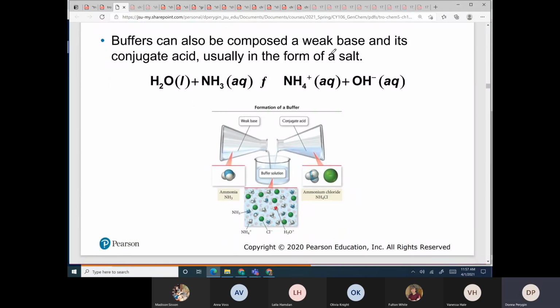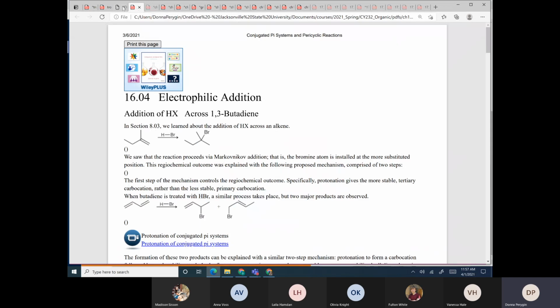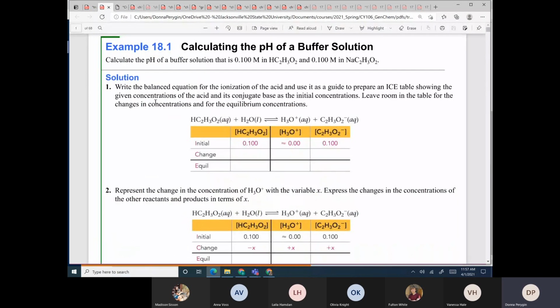So buffers can be composed of a weak base and its conjugate acid also. And so we'll talk about that one in a few minutes. Let's take a short diversion and work some problems here, okay? So calculating the pH of a buffer solution.